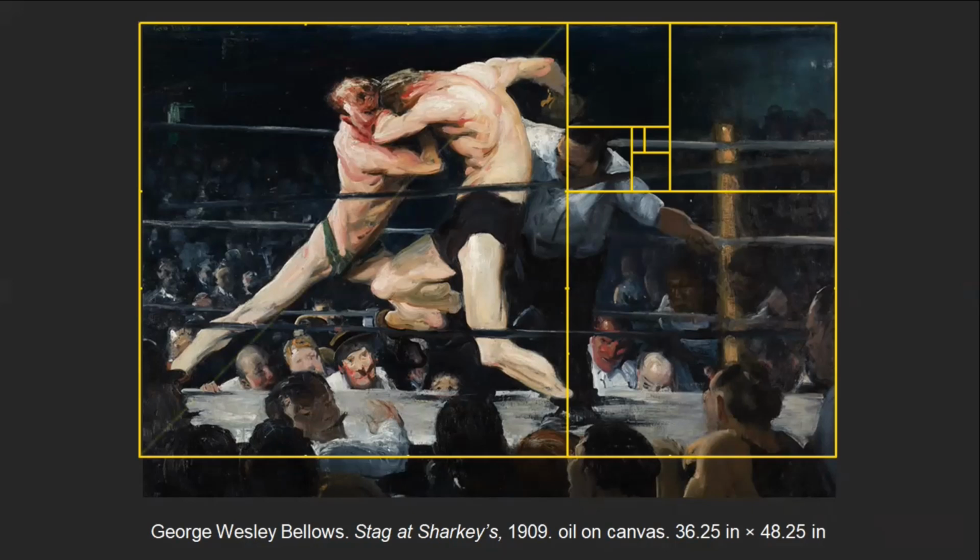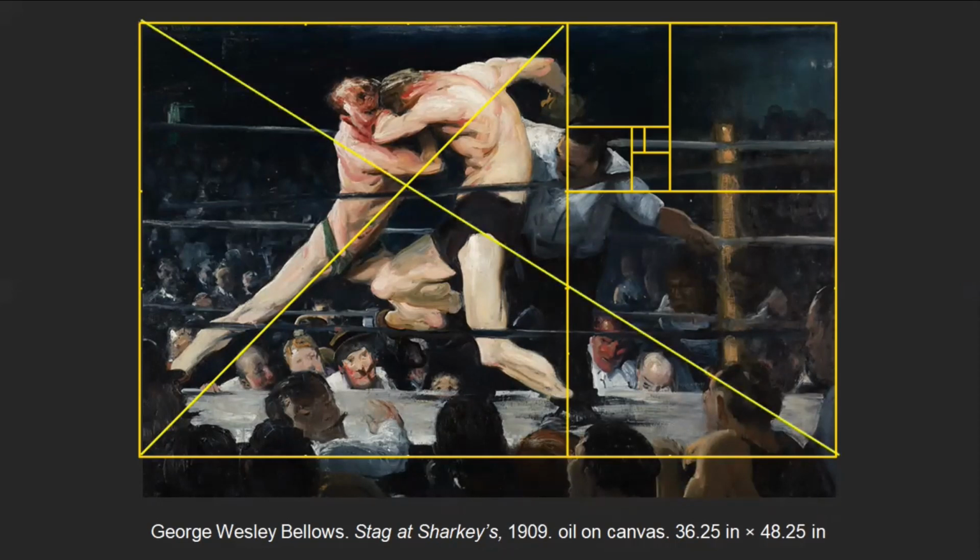If I find the diagonal of the square break of that golden mean rectangle, then I will find the orientation and location of my boxer on the left. And if I find the diagonal of the whole golden mean rectangle, I will find a line that is parallel to the referee's arms here, like this.